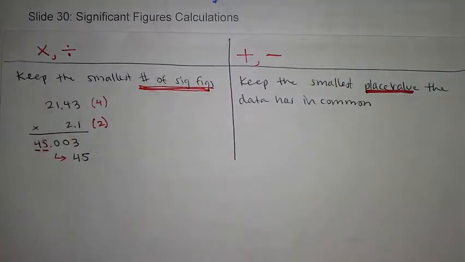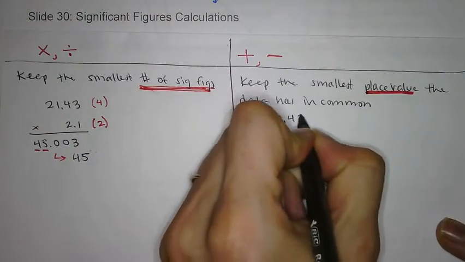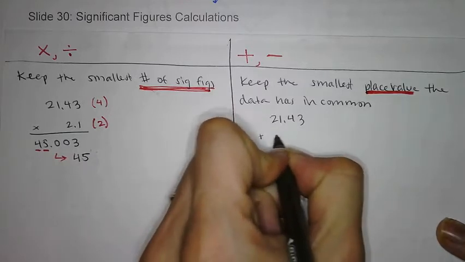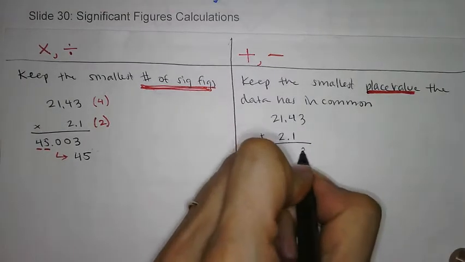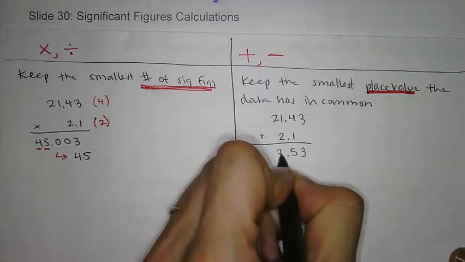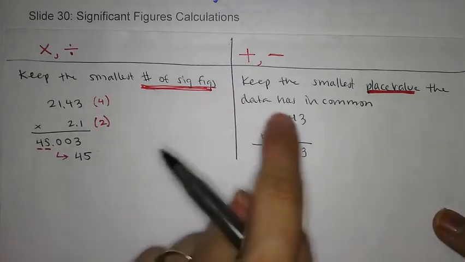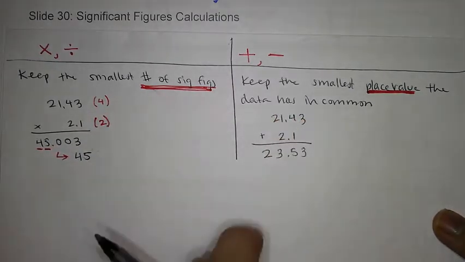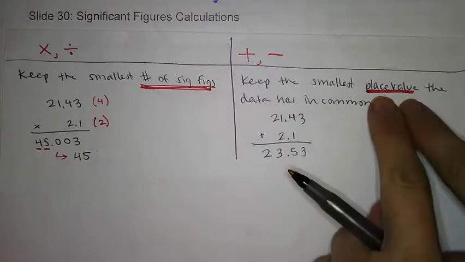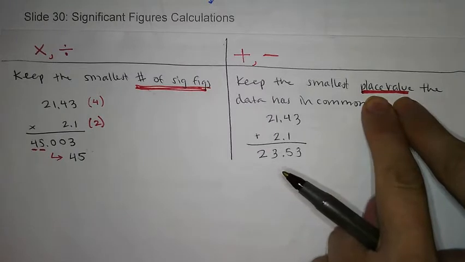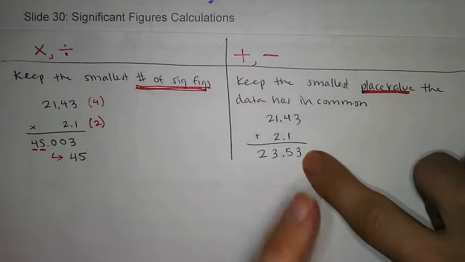Let's take these two numbers again, but this time let's add them. So 21.43 plus 2.1. Okay, and let me just do the math really fast. Previously, we counted significant figures. We said this one has 4, this one has 2. That's not what we're going to do here. We're never going to count significant figures. Instead, we are going to look at, here's the key phrase, place value. Okay. My calculator answer has a digit in the hundredths place.